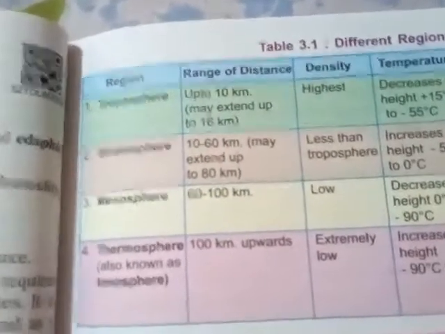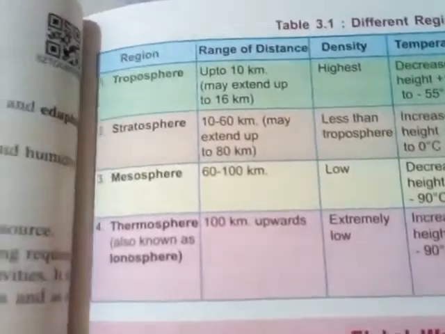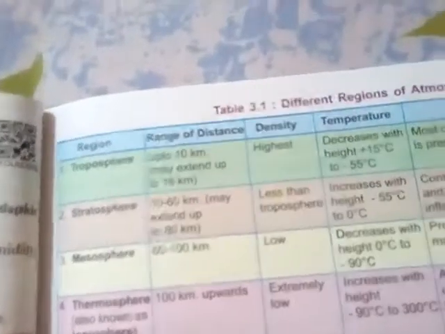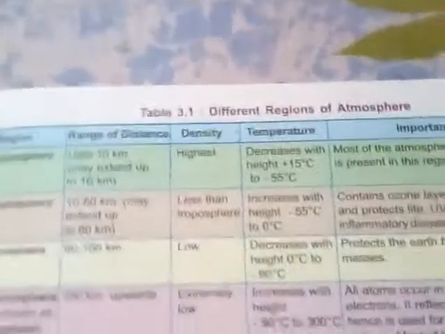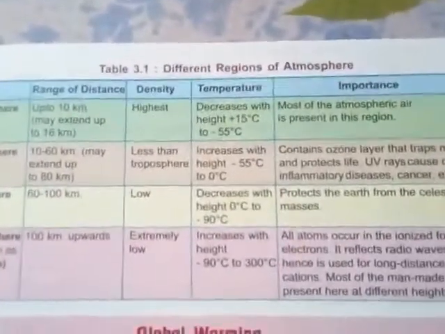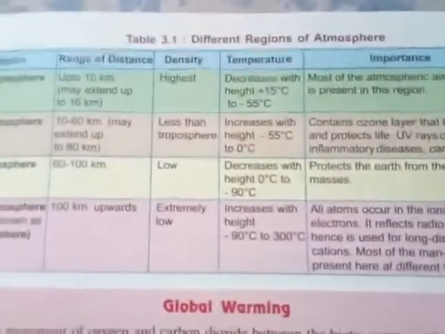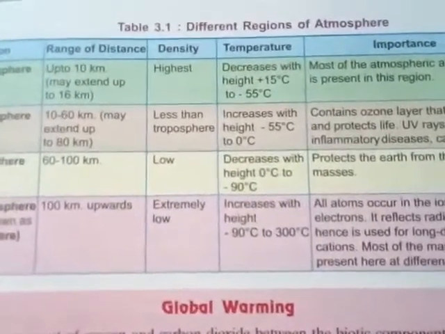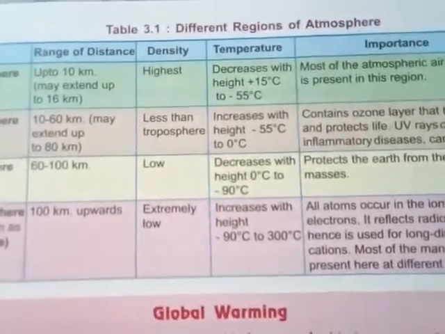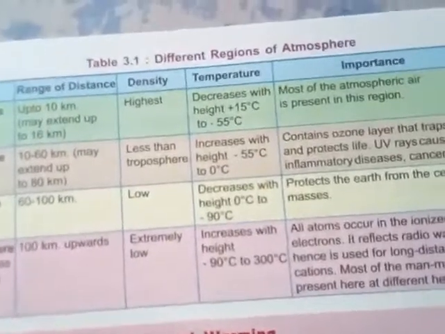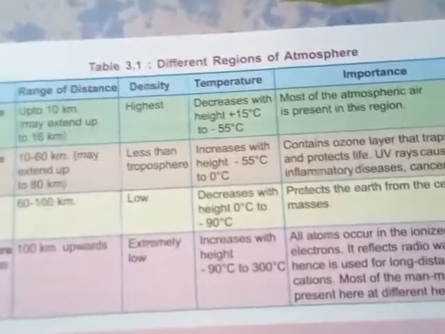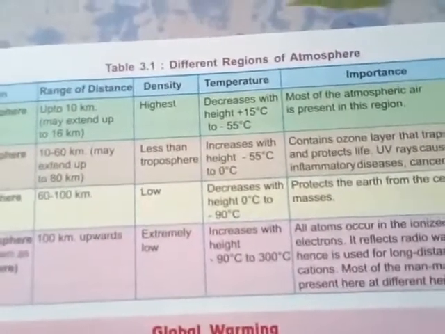Where we belong, and above us, is the troposphere, which extends up to 16 or 18 kilometers and has the highest density. The reason for this highest density is that many kinds of particles are there, water vapor is there, and different kinds of inert gases are also there. Most of the atmospheric air is present in this region, so the troposphere is the most important.